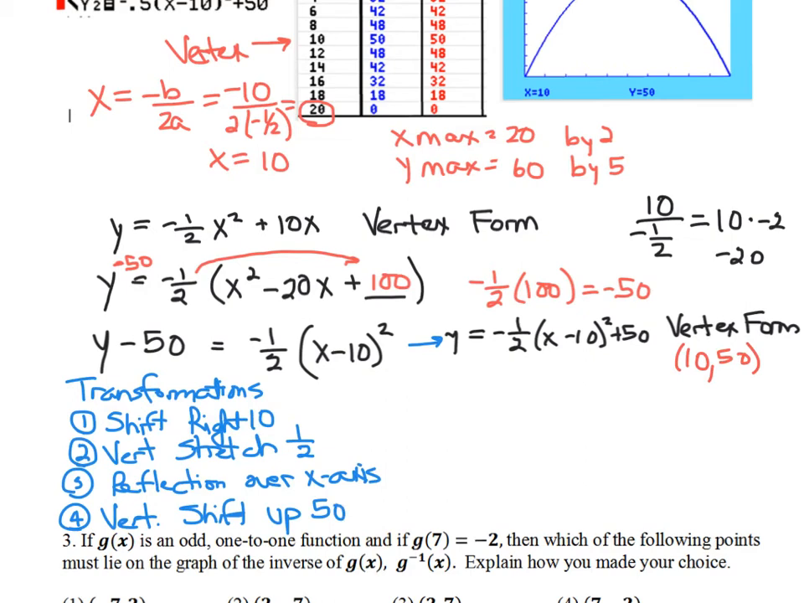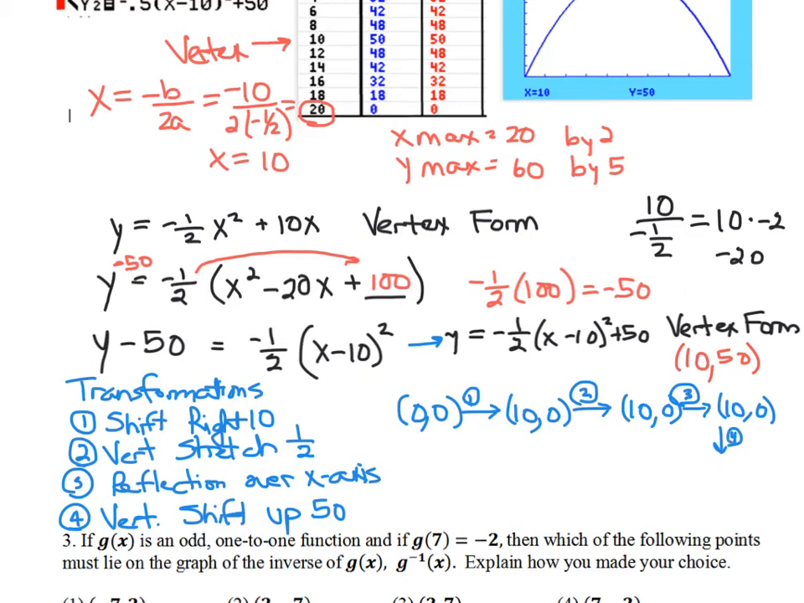So let's take our normal parabola vertex, 0, 0, and let's apply these 4 transformations. Transformation number 1 says shift to the right 10, so that's going to give me the point 10, 0. Transformation number 2 says that I'm going to do a vertical stretch of 1/2, so I multiply my y coordinate by 1/2, but it stays at 10, 0. For transformation number 3, I'm going to reflect over the x-axis, so that maintains the point 10, 0. And for transformation number 4, we're going to shift up 50 units, so my new vertex is going to be at the point 10, 50.